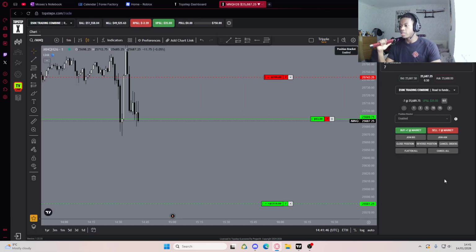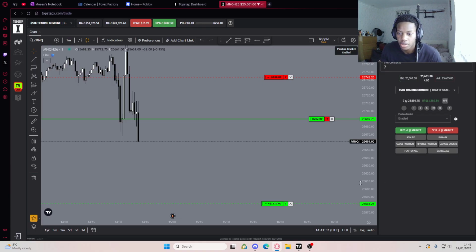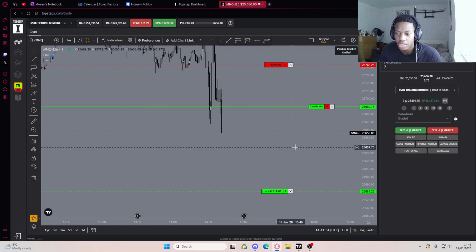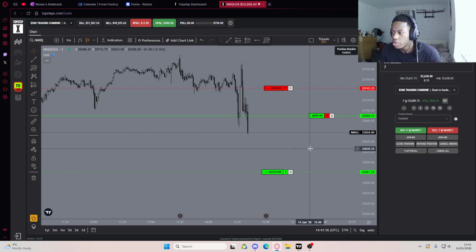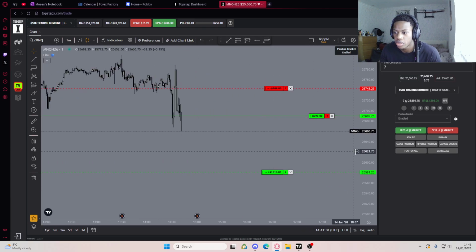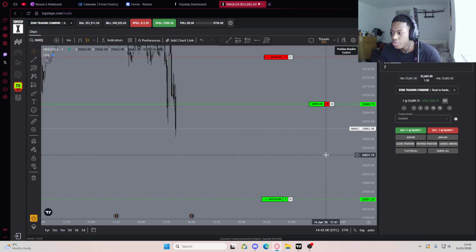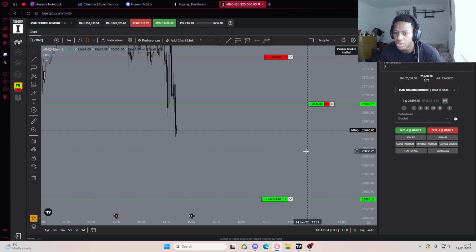Okay, let's start seeing some movement to the downside here. Oh wow. Okay, there it is. Big moves, big moves. Let's get those lows taken. After we take out that first low, I'm moving to break even.